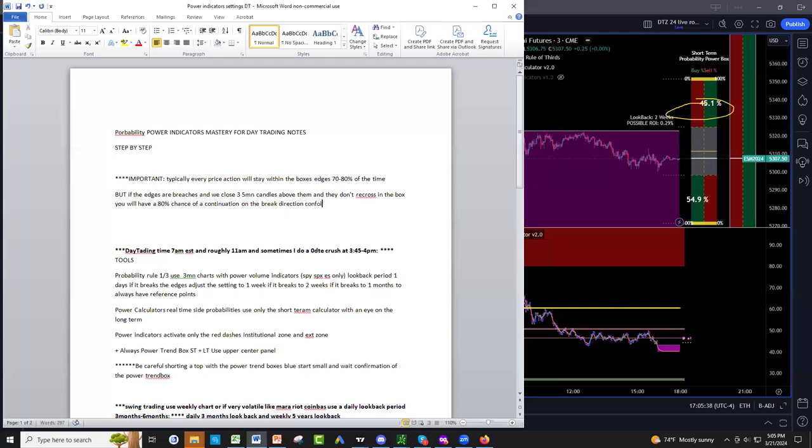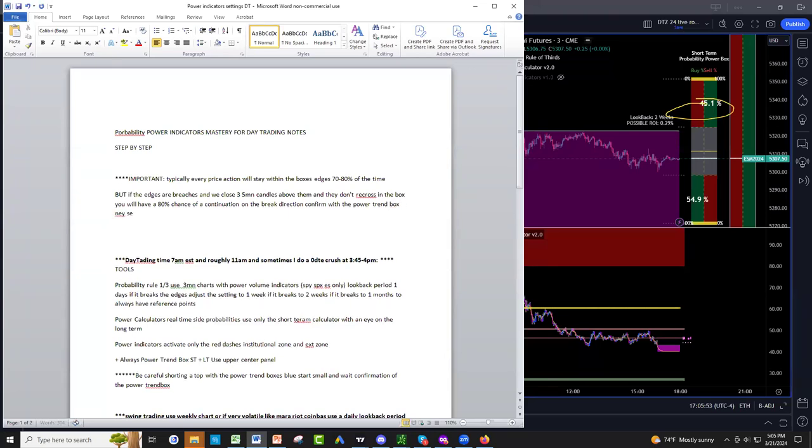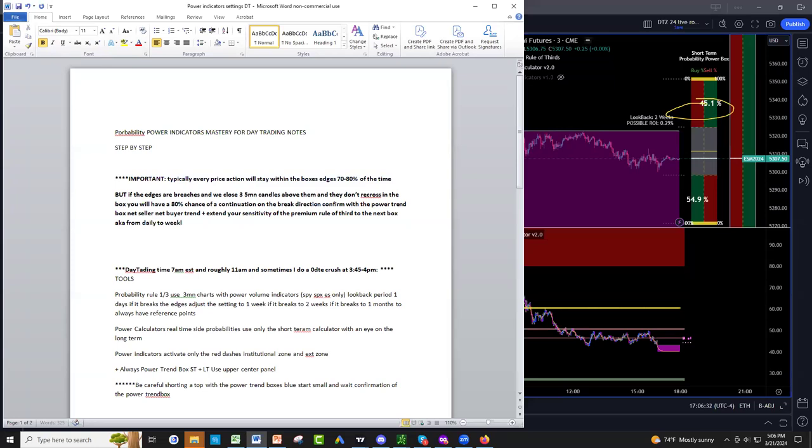Confirm with the power trend box. The power trend box is great because it will give you the alarm too. Net seller, net buyer trend. All right, this is very, very important. Plus, extend your sensitivity of the premium box rule of third, of the premium rule of third, to the next box, aka from daily to weekly, etc.